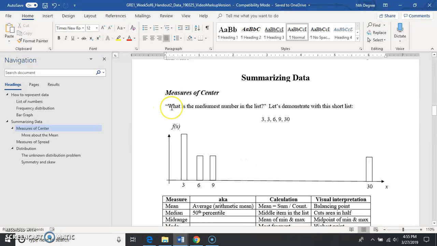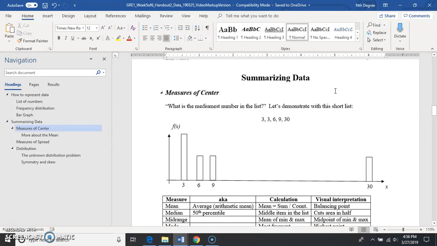Is there such a thing? Well, there's a whole subject of statistics devoted to answering that question. It's called measures of center. Measures of center are one of the topics in how we summarize data. So let me briefly explain why summarizing data is important.